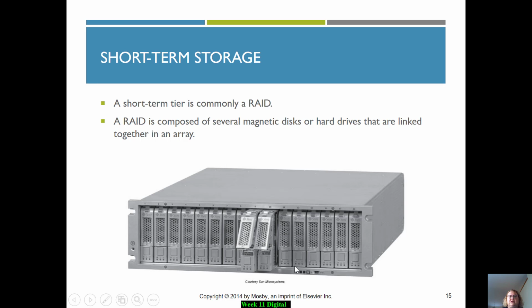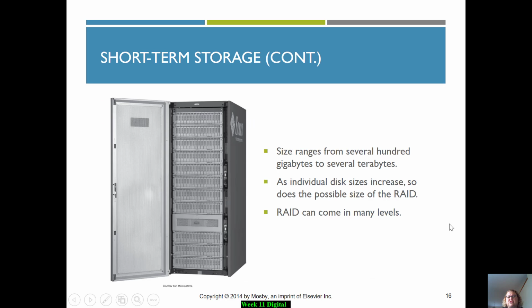Your RAID is going to look like this. You have several magnetic disks, which are hard drives. They link together and work together to store that image. This is what a short-term storage unit looks like. It is going to be in terabytes now.